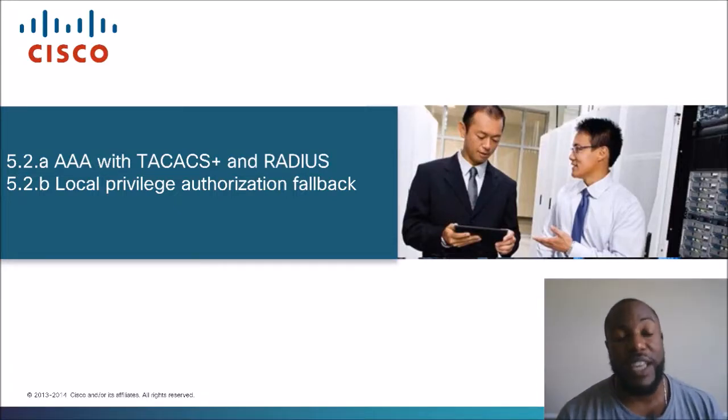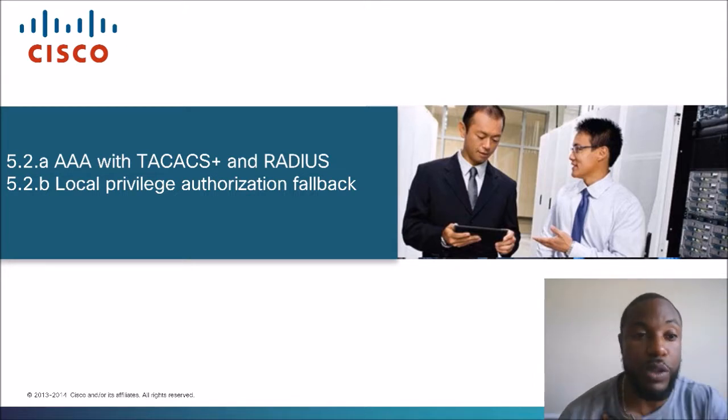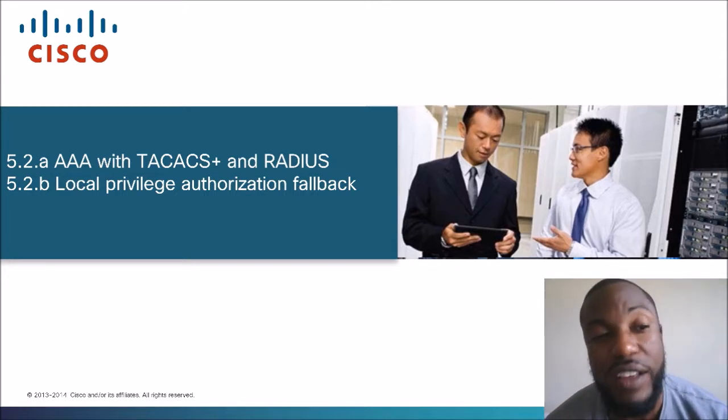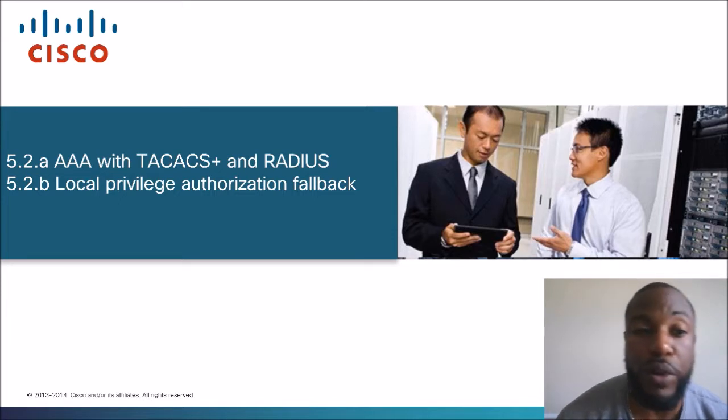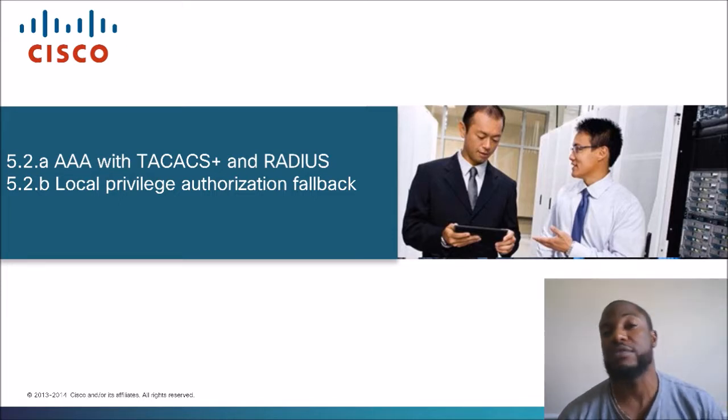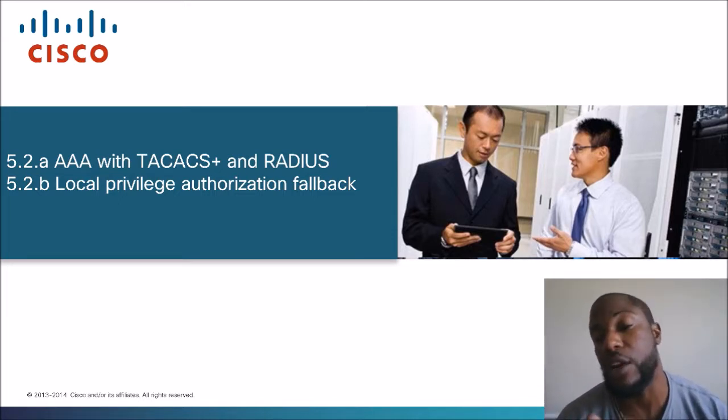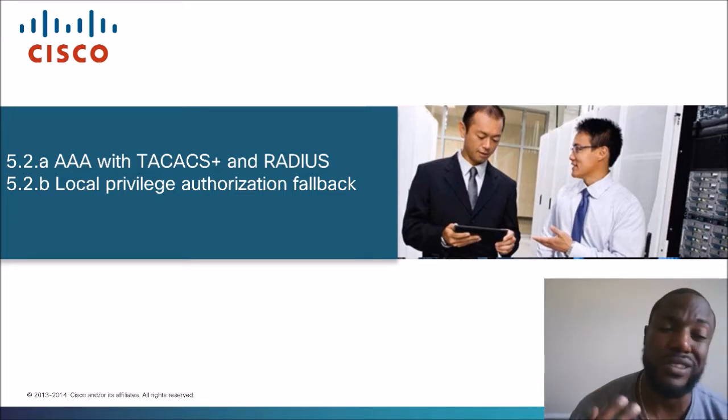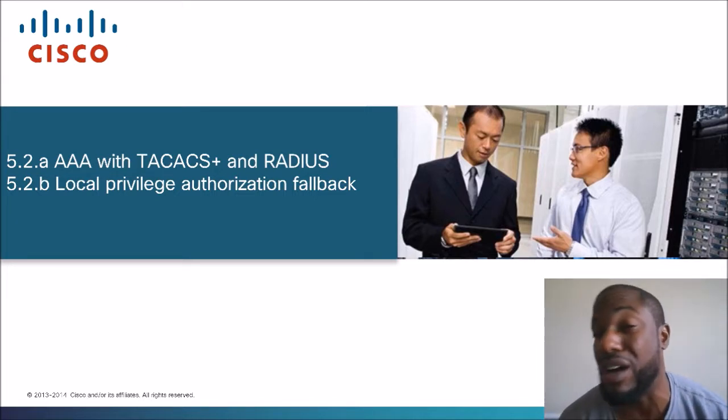And today's topic is 5.2a, AAA with TACACS Plus and RADIUS, and 5.2b, local privilege authorization fallback. That's right. We're going to cover two topics today because they kind of go hand in hand. And the second one is one really simple method.